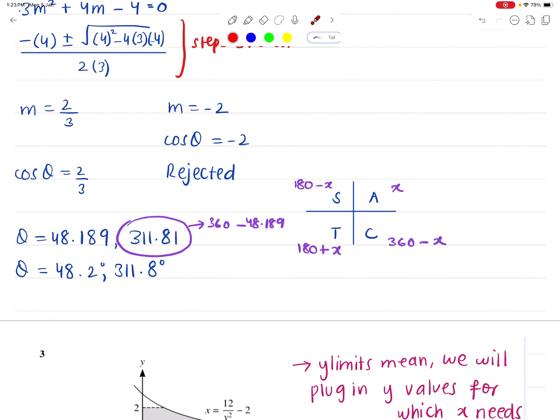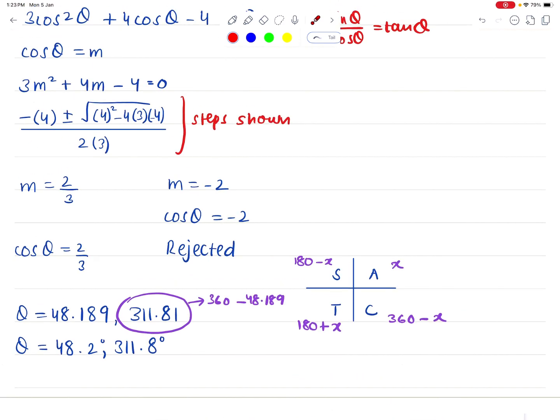You need to understand that angles always need to be given to one decimal place. Therefore, I rounded off both of the answers to one decimal place. I hope that makes sense.